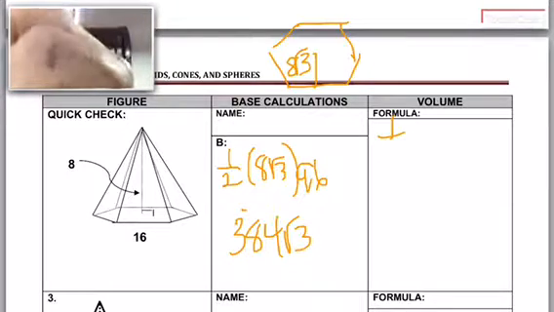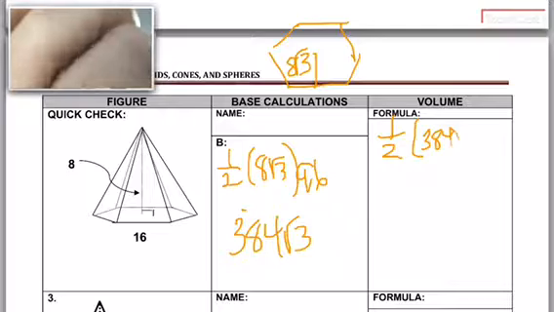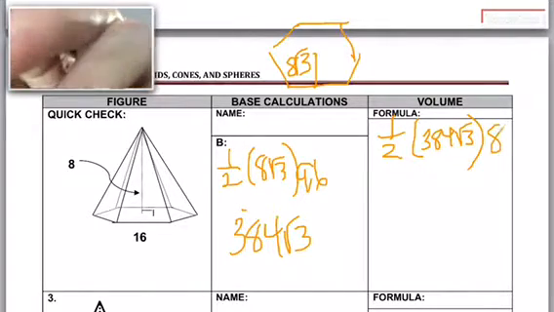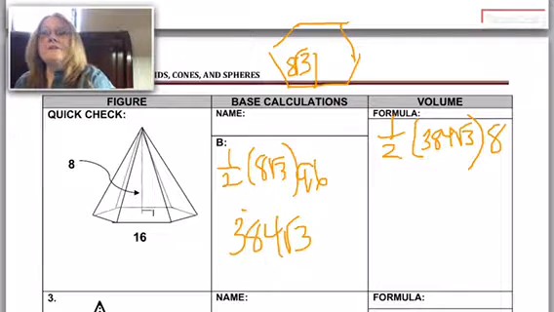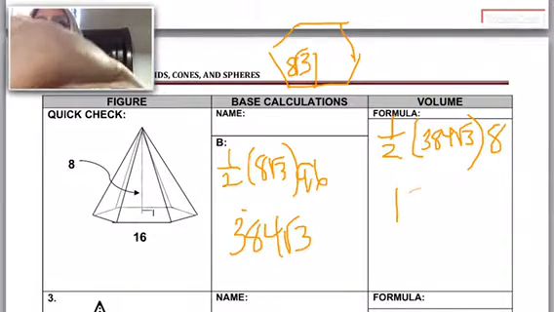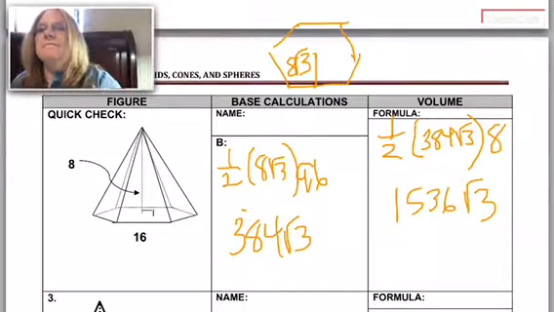So this is 1/2 384 to the square root of 3 times the height, which this time they give us. So 384 times 4 is 1536 to the square root of 3.